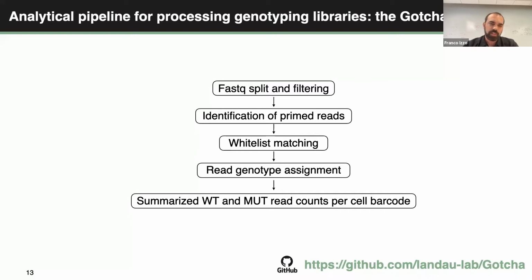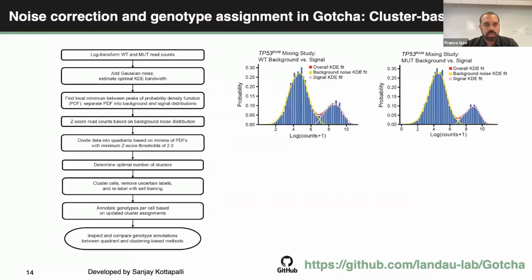So when we did these first steps, what we noticed is that the genotyping reads had a bimodal distribution. And this bimodal distribution basically reflects cells that were effectively genotyped versus background noise in the data. So Sanjay Kutupalli, a very talented master student in the lab, developed an analytical pipeline to perform noise correction and genotype labeling based on these distributions.